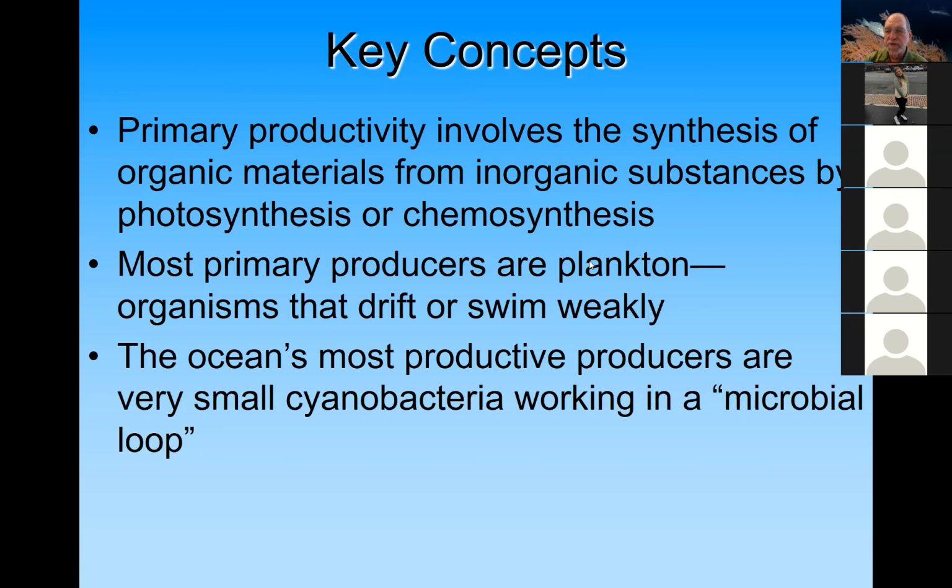Most of the primary producers in the ocean are planktonic. That means that they drift freely with the currents. They have no ability, or very weak ability, to swim independently of the direction of the water. So planktonic organisms are all organisms that are at the mercy of ocean currents. There are, however, important vertical migrations that take place among the zooplankton, but phytoplankton are the primary producers, and they're confined to the upper layers of the ocean.